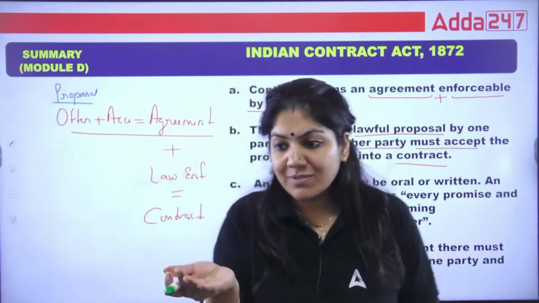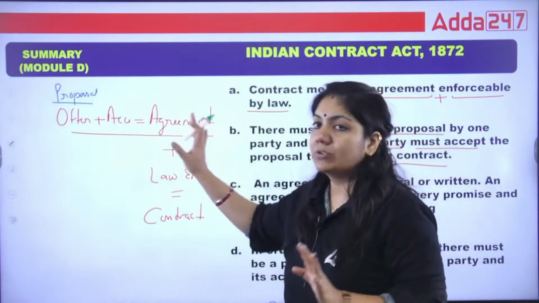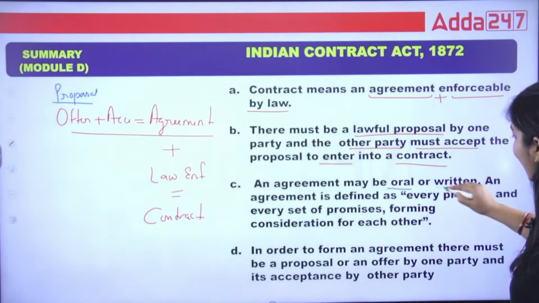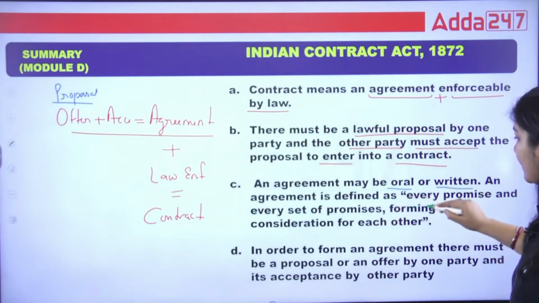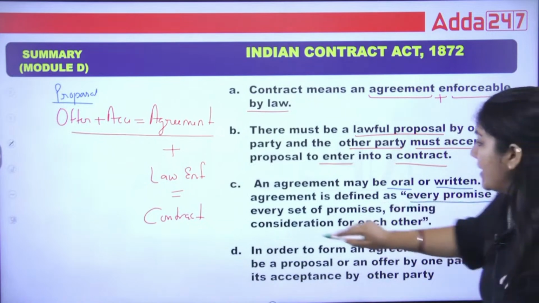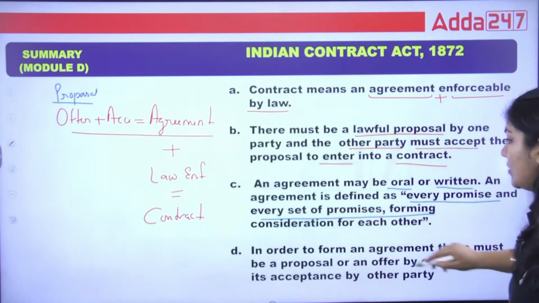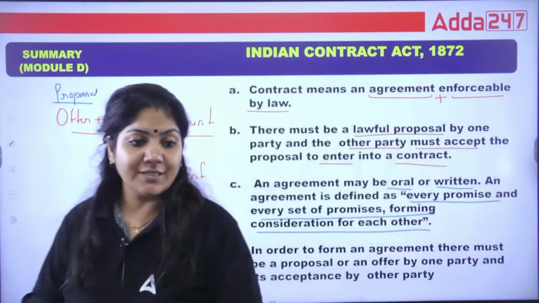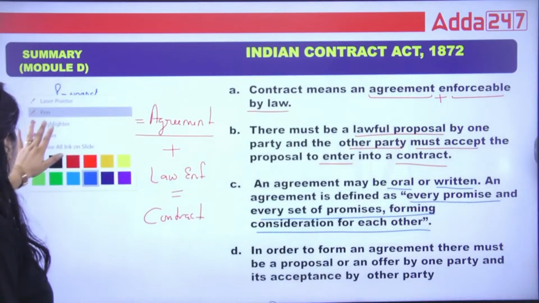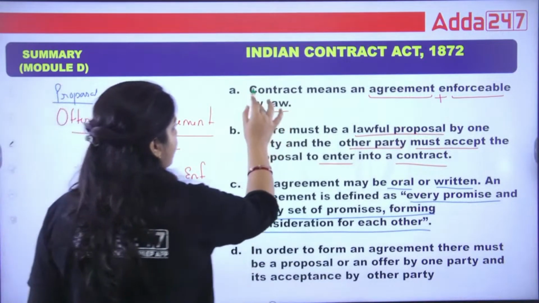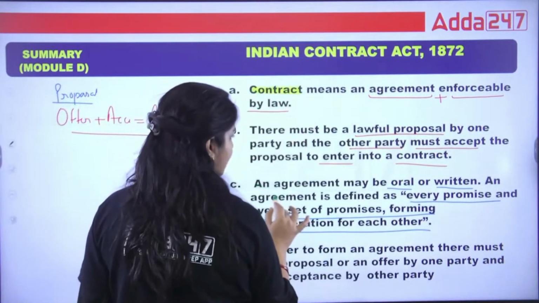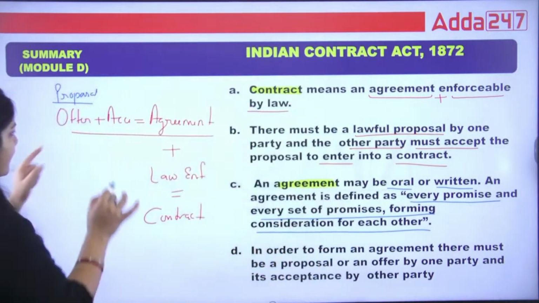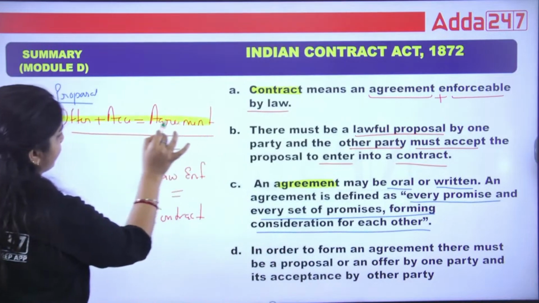So when the proposal is accepted, that is equal to agreement. An agreement may be oral or written. An agreement is defined as every promise and every set of promises forming the consideration for each other. So this is the definition of agreement. If you see the definition, this is the definition of contract, and this is the definition of agreement.